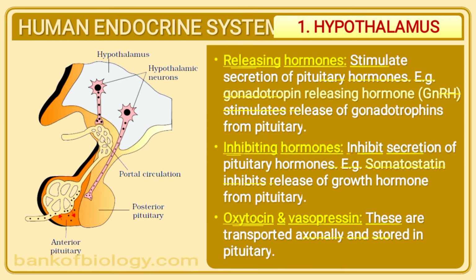What are releasing hormones? These stimulate secretion of pituitary hormones. For example, gonadotropin releasing hormone GnRH that stimulates release of gonadotropins from pituitary gland. Whereas inhibiting hormones inhibit secretion of pituitary hormones. For example, somatostatin, it inhibits release of growth hormone from the pituitary gland. Oxytocin and vasopressin are transported axonally and stored in the pituitary gland for the time being. When they are needed, they will be released then.